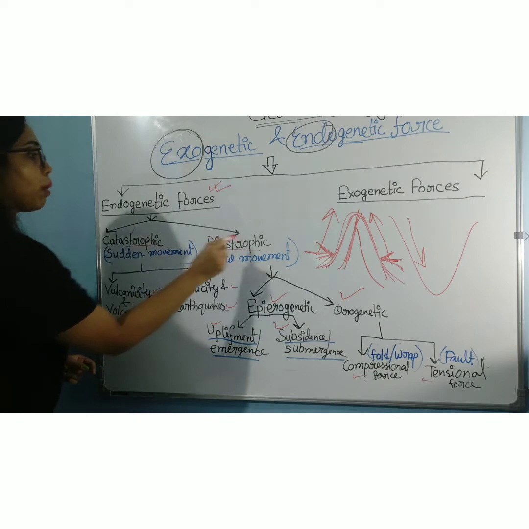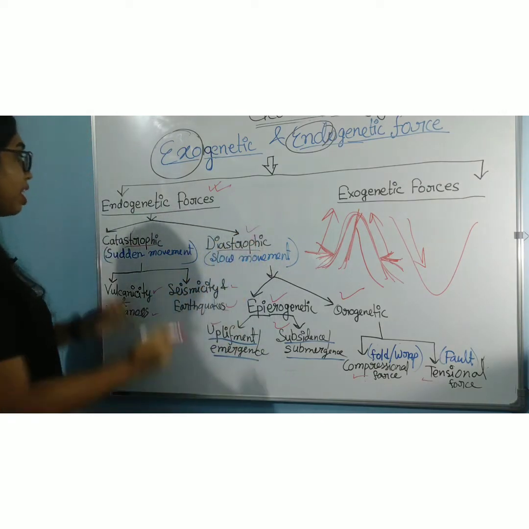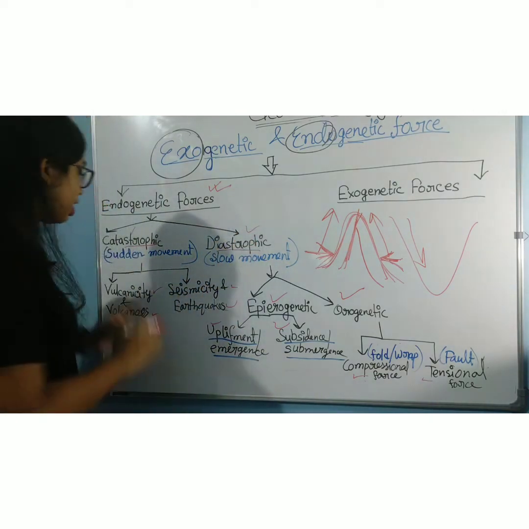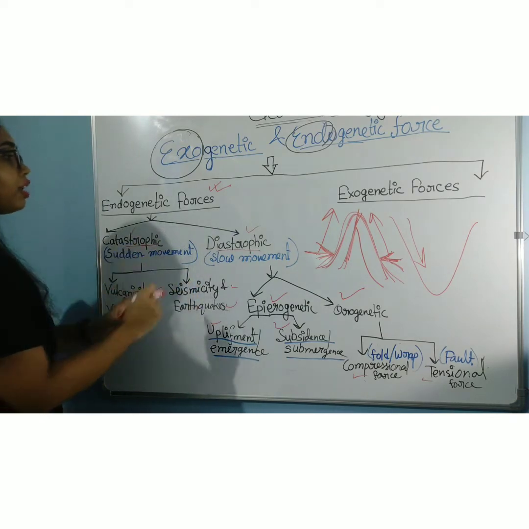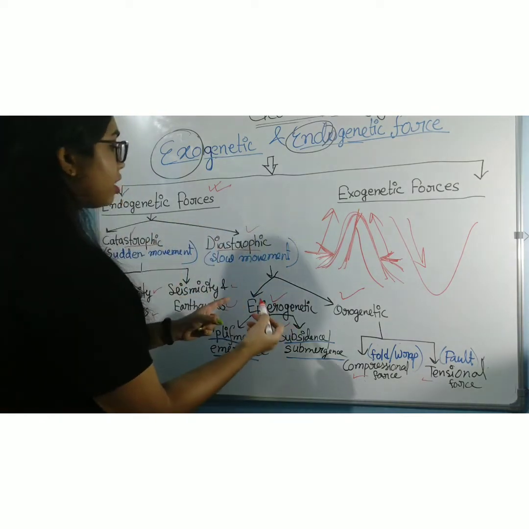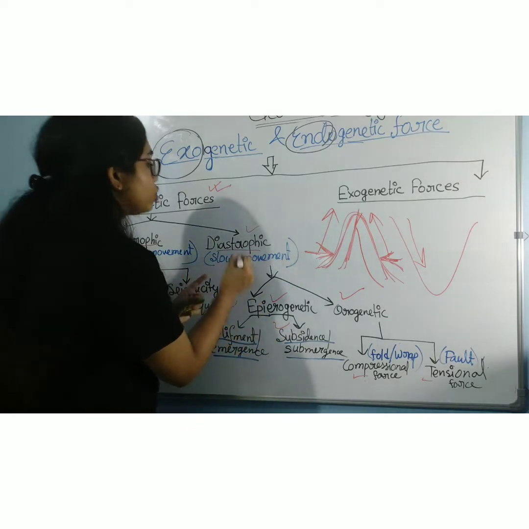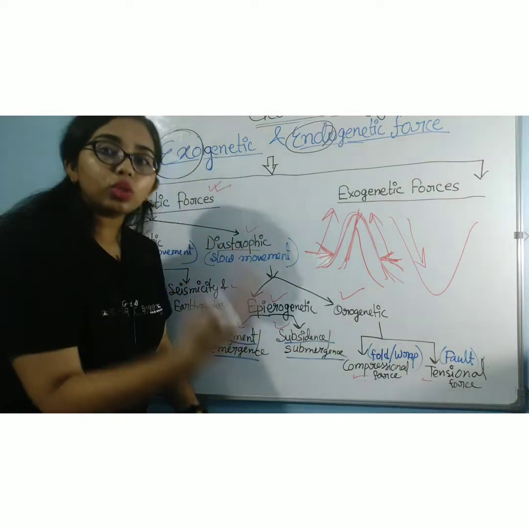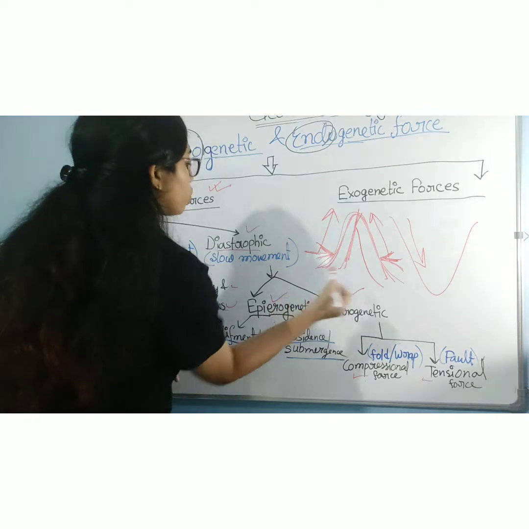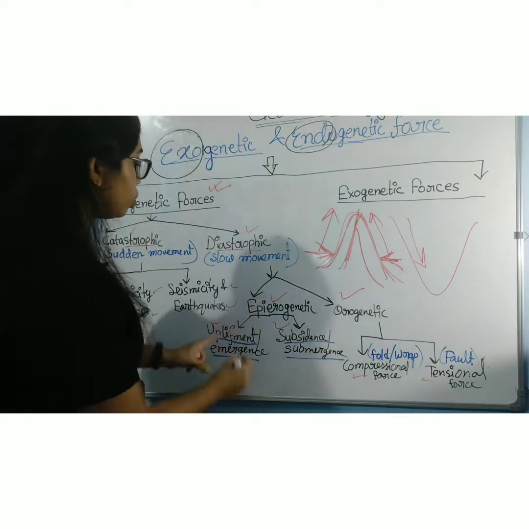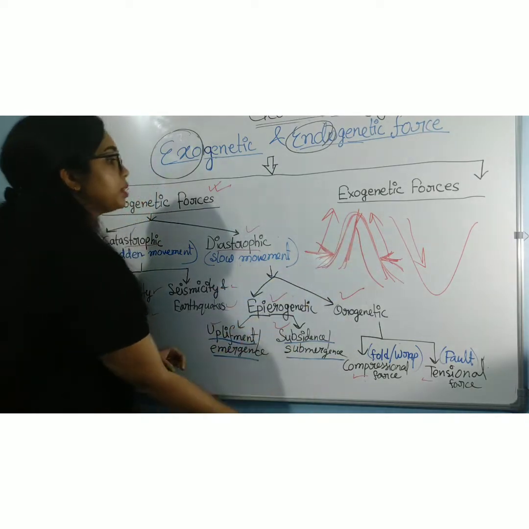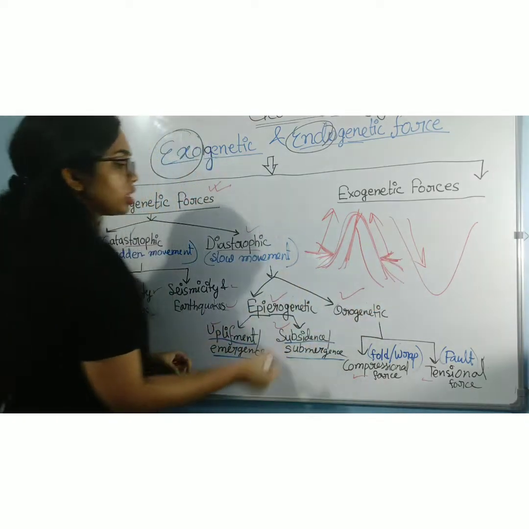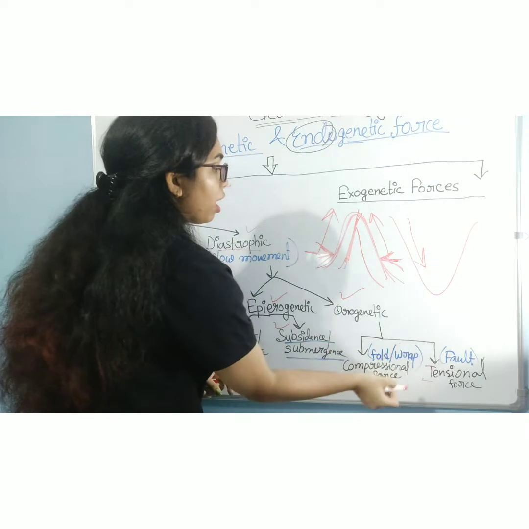One is catastrophic, another one is diastrophic. Catastrophic is sudden. There are sudden forces like volcanicity, seismicity. And diastrophic is called slow movement. There are two types of diastrophic, epeirogenic and orogenic. There are two types of epeirogenic: upliftment, just like this, and subsidence, just like this. Orogenic is fold, warp, and fault.